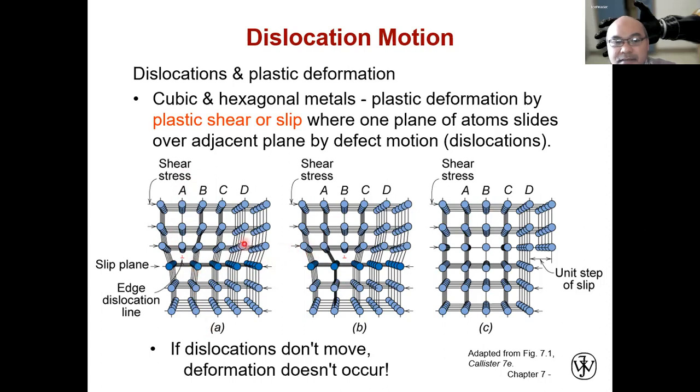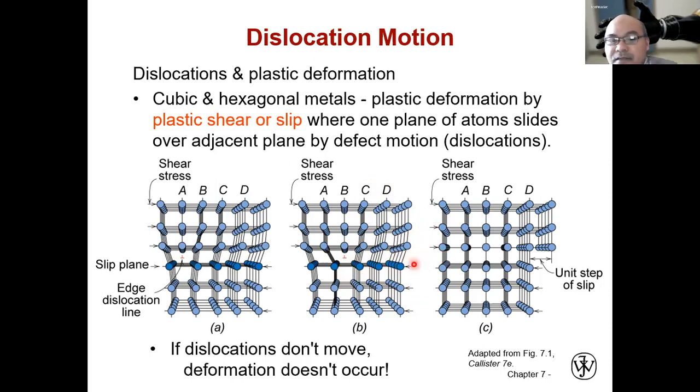For example here, this one will bind to plane A. It becomes like this, and now the plane defect will move. As if it moves, actually what moves is the slip plane. So now the defect plane is here in the line of plane B. Then this moves further to C and then to D. This edge dislocation line eventually will come out like this.